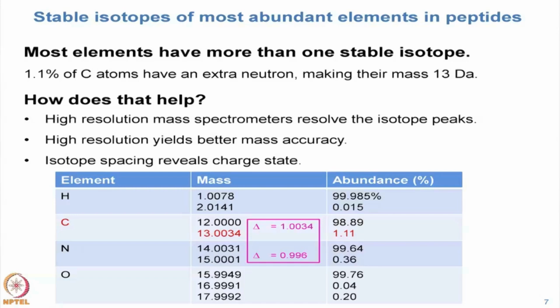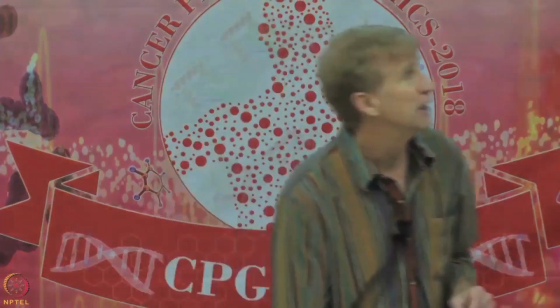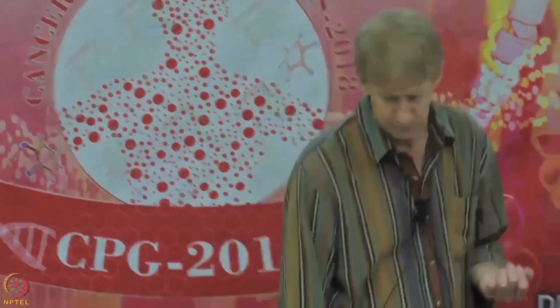And the binding energy of the protons and the neutrons in a nucleus is different depending upon which element you're talking about, okay? And that's the source of the difference between adding a neutron to a carbon or adding a neutron to a nitrogen.